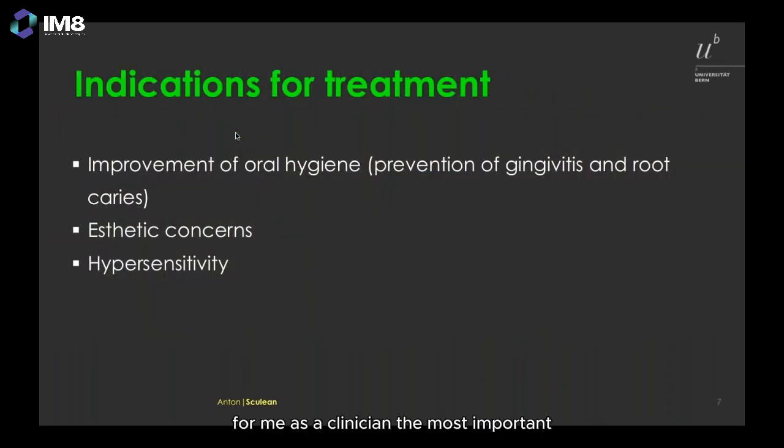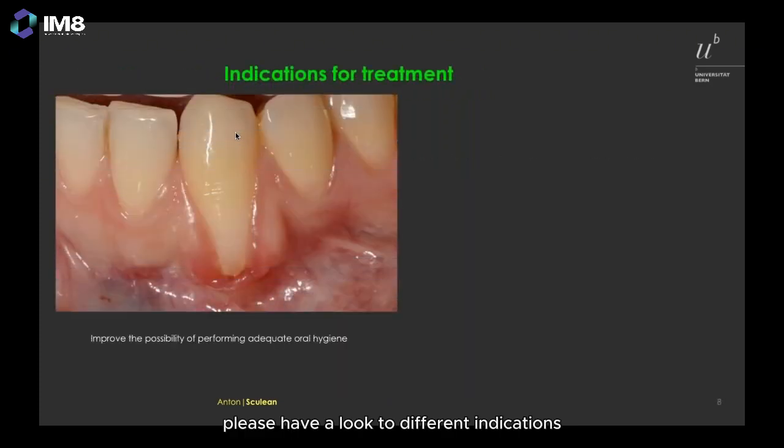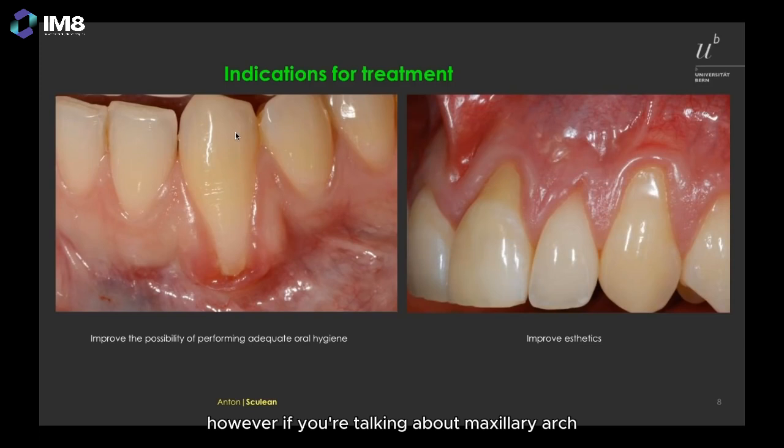For me as a clinician, the most important goal is to help the patient to clean and to prevent gingivitis and root caries. Aesthetics are of course important, but this is secondary. Of course, in the upper jaw, this may be a case, but in many situations, we have the problem in the mandibular arch. Please have a look at different indications, a case showing a deep recession in the mandibular area. Obviously, the patient has difficulties to clean. You can clearly see the gingivitis. However, if you are talking about the maxillary arch, the indication is rather the improvement of aesthetics.